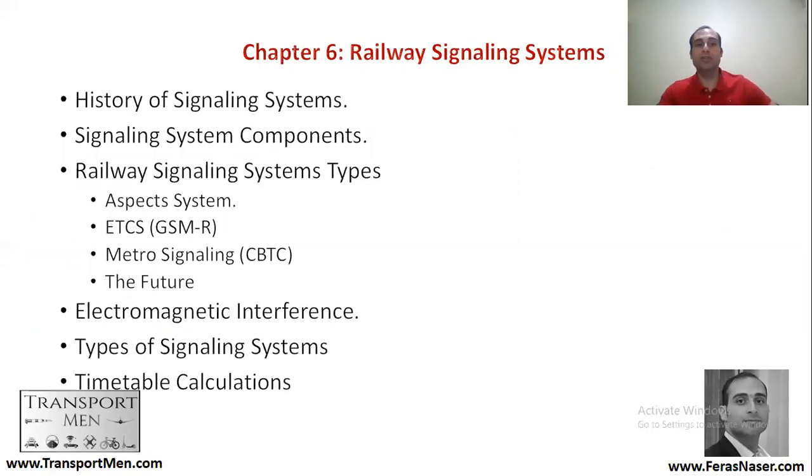We'll talk about the history of signaling systems, how people started with moving a lever to control the train by having someone on the train, and when you reach a switch, someone will just drop from the train, move that lever, and you can carry on with your train to your destination.